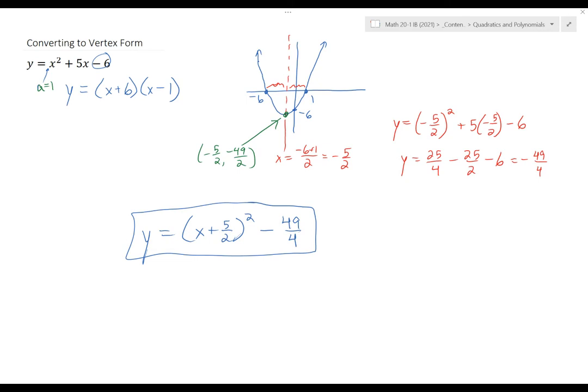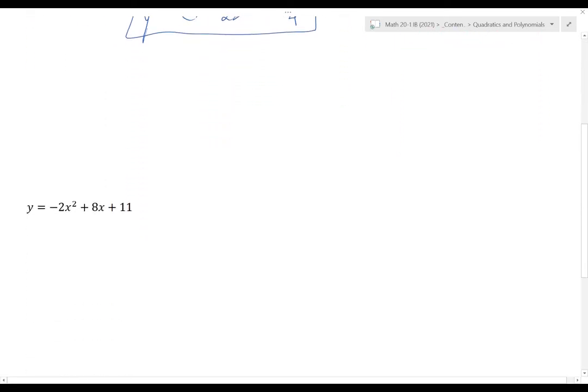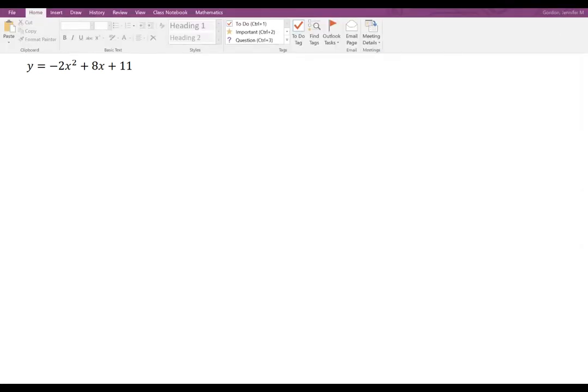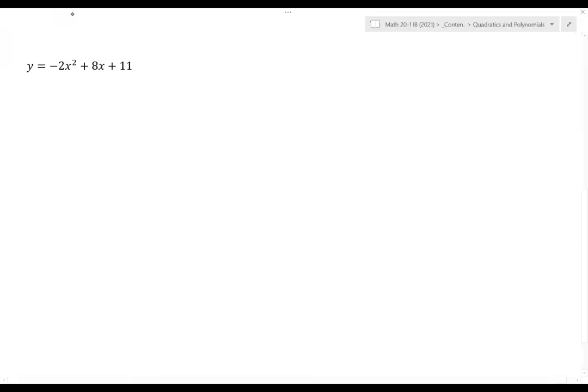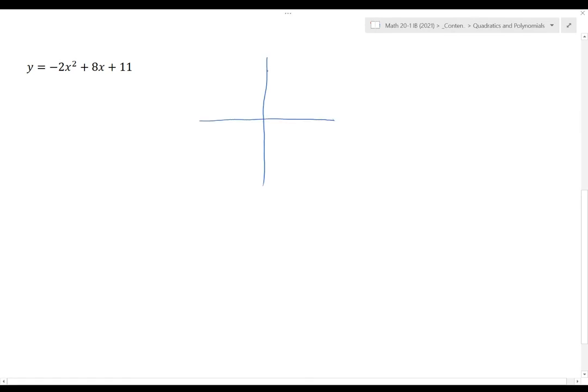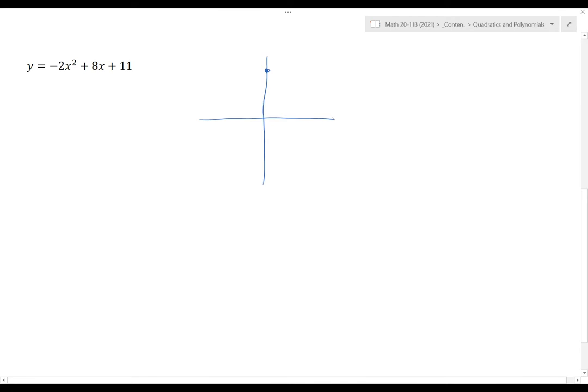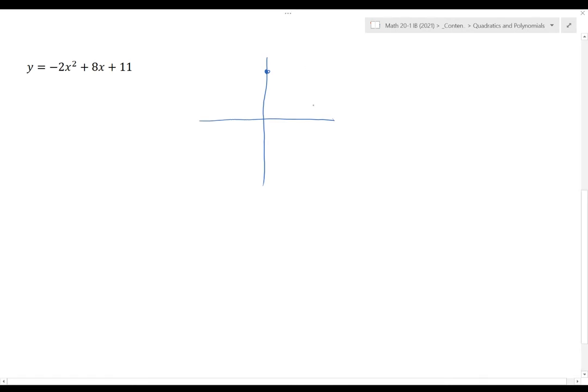So we've used symmetry with the x-intercepts, but even when I can't factor it, or even in cases where the quadratic does not have x-intercepts, I can still use symmetry to find where the vertex goes. So let's look at an example here that is not factorable. But what I do know about this function, I can use to get started. So I know, for example, that the y-intercept is at 11. I also know that this opens downward. Now, that could end up looking like this, or it could end up looking like this. I don't really know yet.